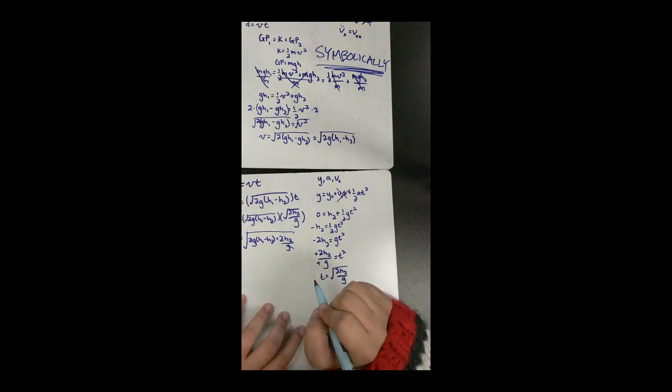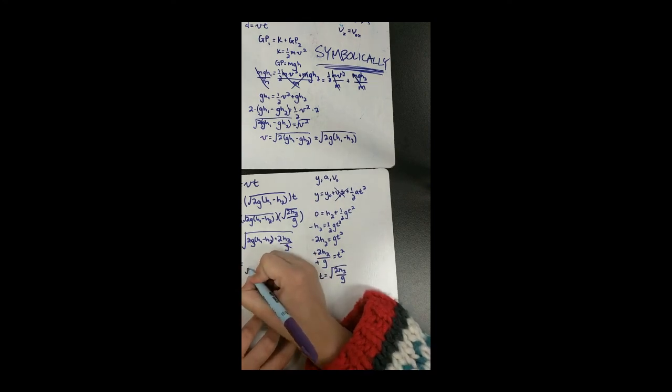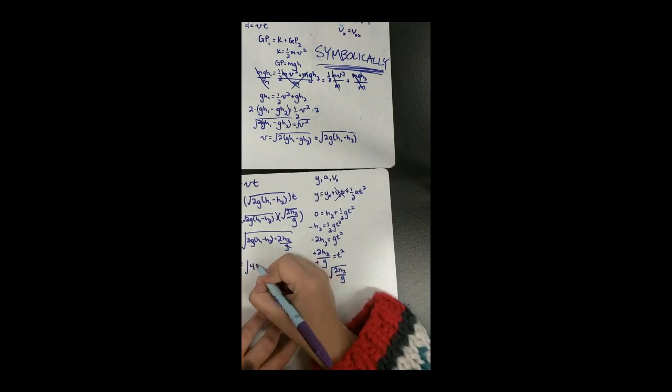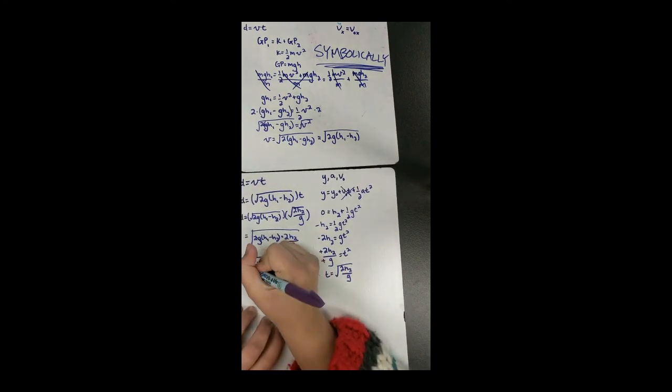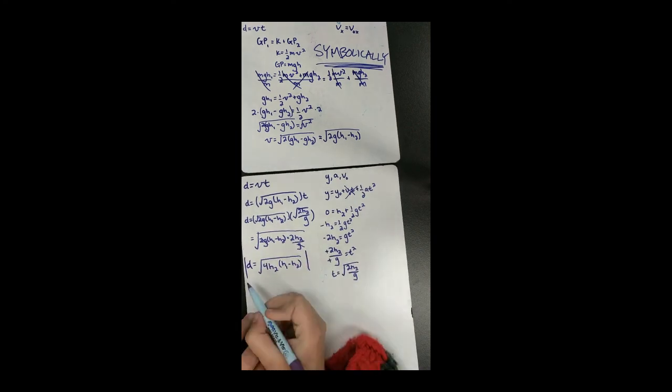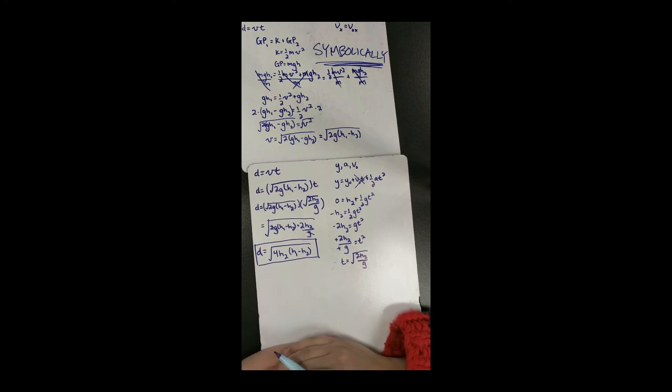Anyway, so my g's canceled out. I have a 2 and a 2, so I'll just multiply them together. So simplified, this is going to be the square root of 4h2 times h1 minus h2. And that is going to give me my distance that I should put the cup. Do you see how beautiful it is? It's so nice and simple and pretty.